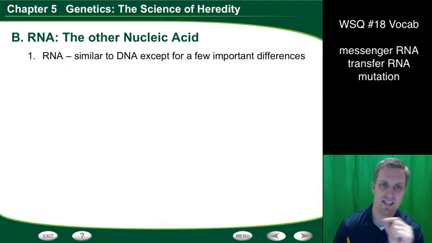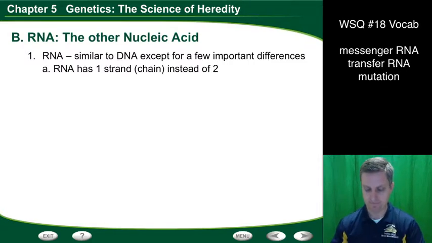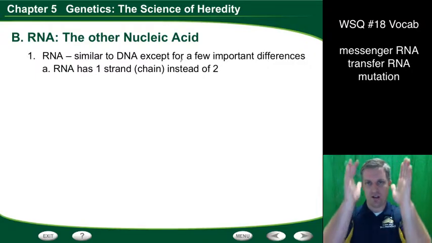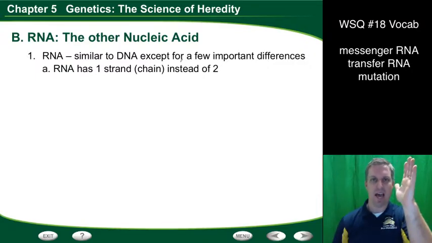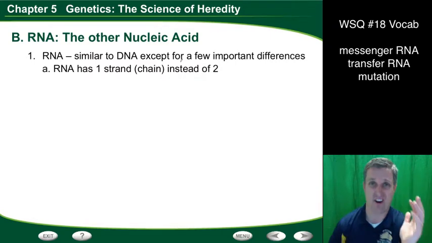RNA, on the other hand, is similar to DNA, except it has three major differences. And let's go through those. Number one, RNA only has one strand, one chain instead of two. Okay, so DNA looks like a ladder. RNA looks like half a ladder. If you take a ladder and cut it straight down the middle, that's RNA.